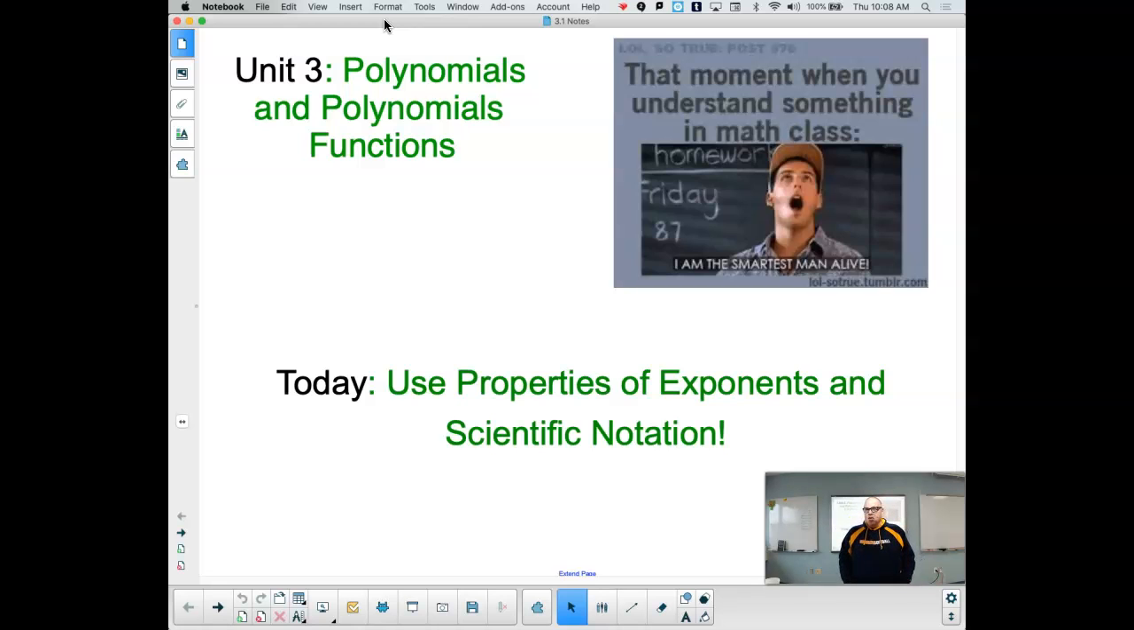Okay, so we're talking polynomials this unit. But in order to do that, today we're going to talk about exponents and scientific notation, kind of a refresher in the exponent world.